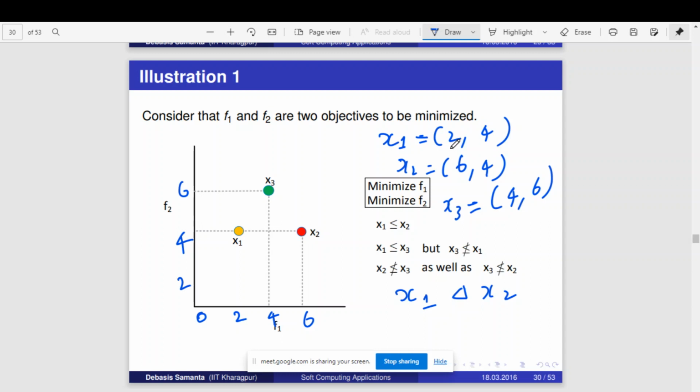Okay, here you can see this f1. When you compare these two points, 2 is less than 6. We want to minimize, which means x1 is better. When you say this case, x1 is not worse than x2, right? So there are two conditions. What are the two conditions? First condition is for all objective functions x1 should not be worse than x2. At least for one objective function x1 should be better than x2.